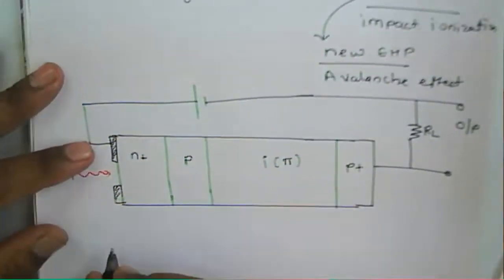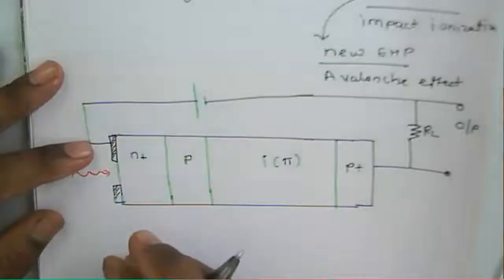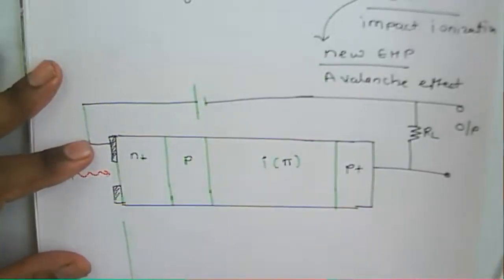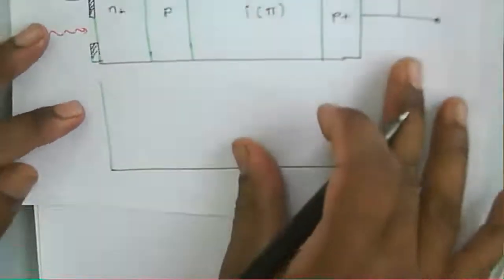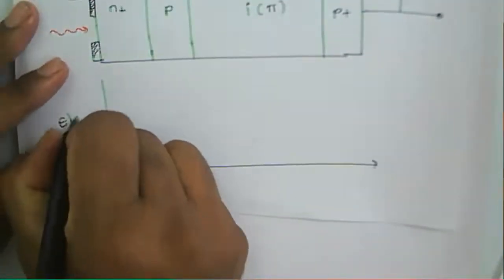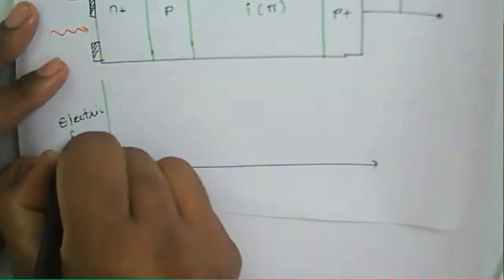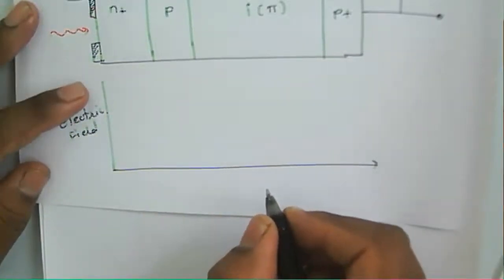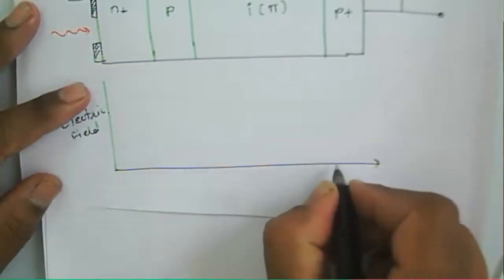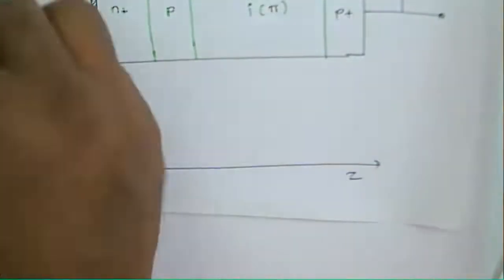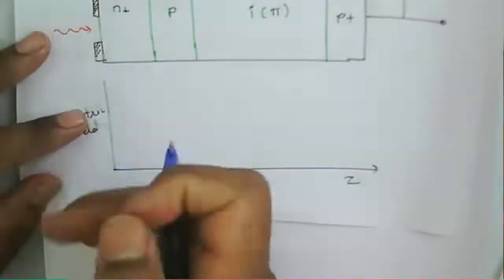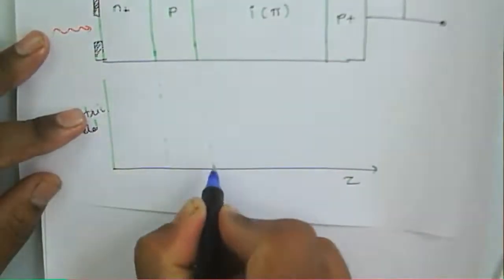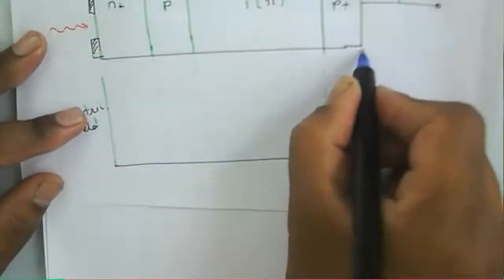And if you consider their electric field variation, likewise we have the electric field, and this one we have the direction here. I'll just draw this line here. Okay.